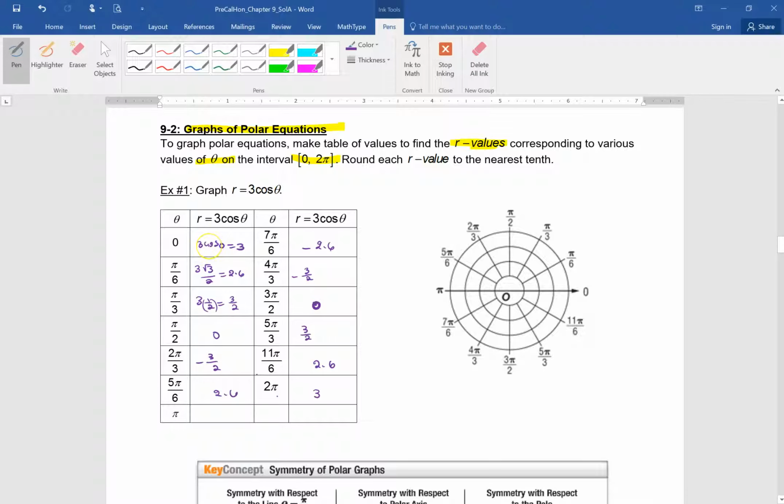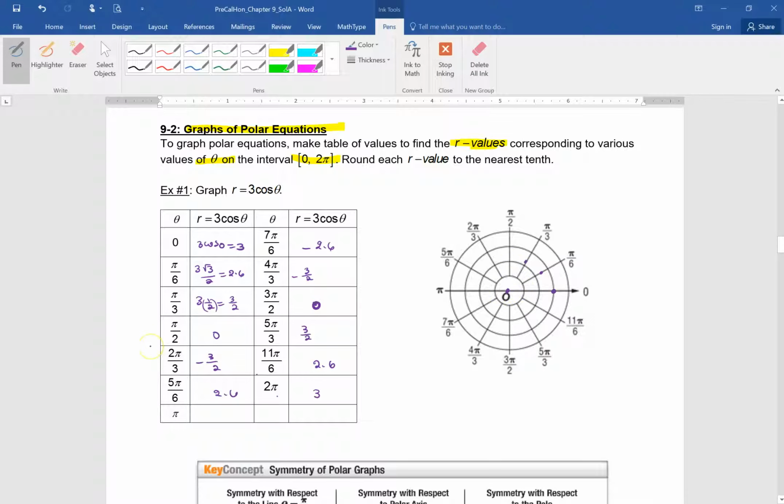So when theta is 0, r is 3. At theta equals 0, r is 3: 1, 2, 3. At theta equals pi over 6, we're at 2.6, so a little bit down here. At theta equals pi over 3, we're at 1.5, just a little bit more. And then at pi over 2, it's 0.